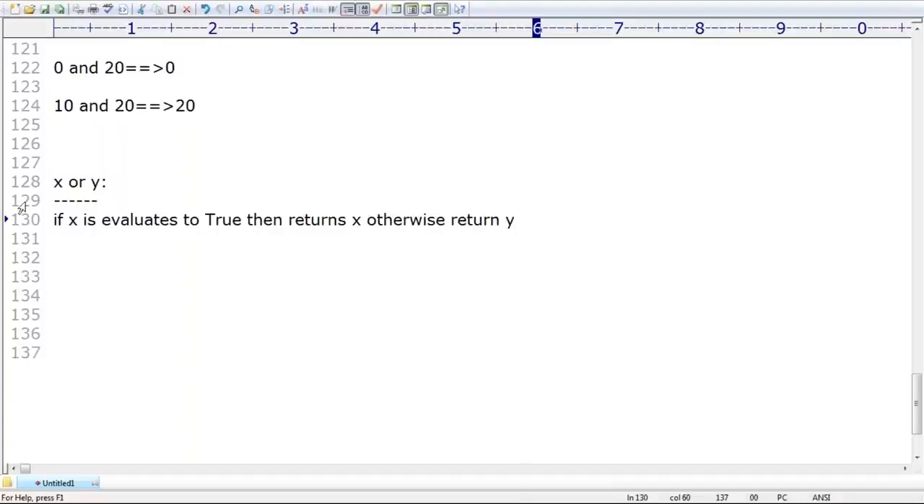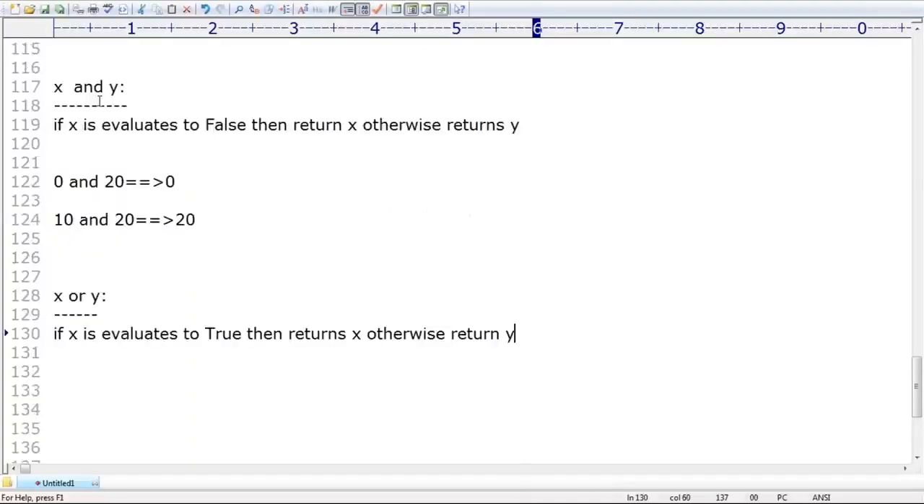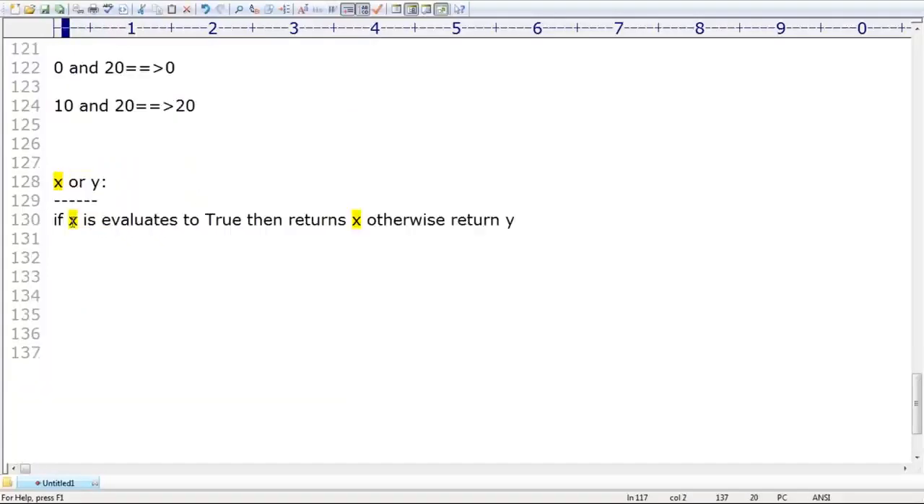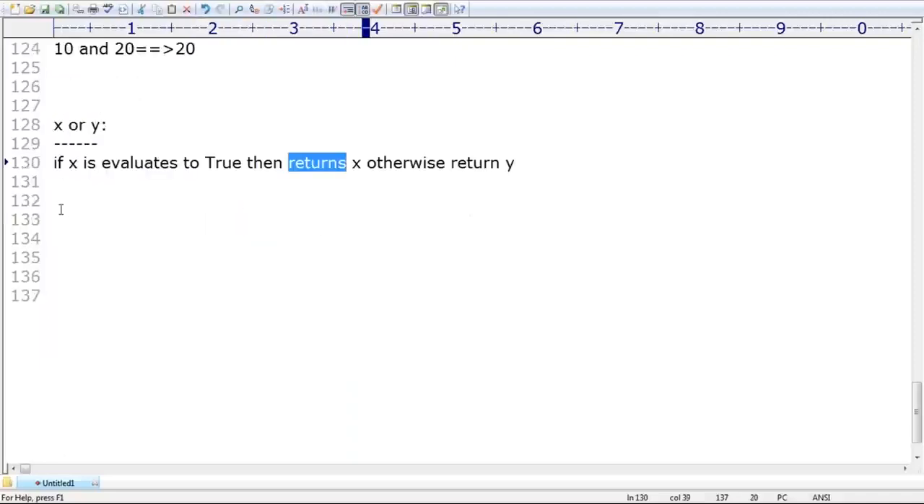Are you able to understand? In the case of AND, we need to look for the false. If the first one is false, return X, because if the first argument is false, we are not required to compare the second one. The AND operator always returns X only. Same here, just observe: if X evaluates to true, then return X. Otherwise return Y. Don't get confused, right?